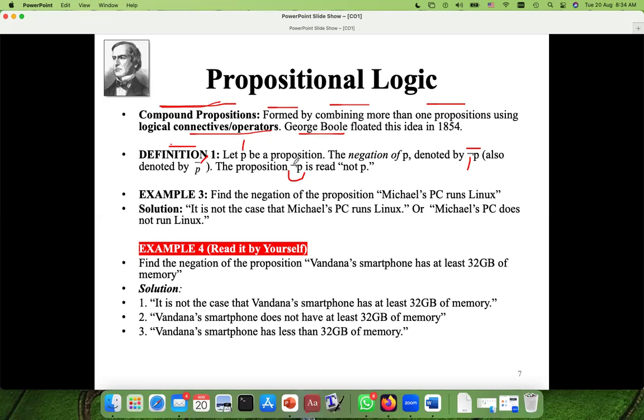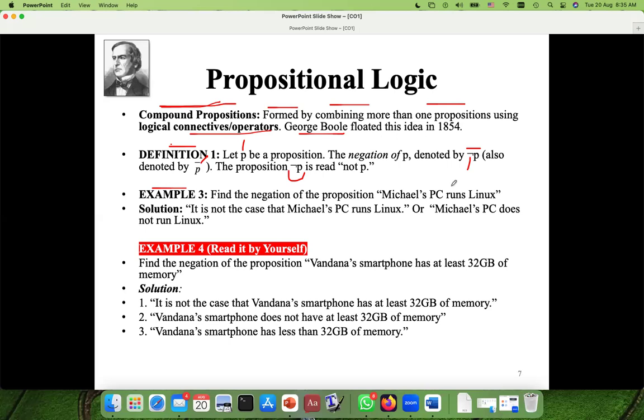How can you read this? Not p or negation p. So let's see this example. The question is, find the negation of the proposition, and the proposition is given in these double quotes: Michael's PC runs Linux. Now this is a sentence. It can be true or false, and it is a proposition. The question is already saying it is a proposition, so you don't have to think too much.